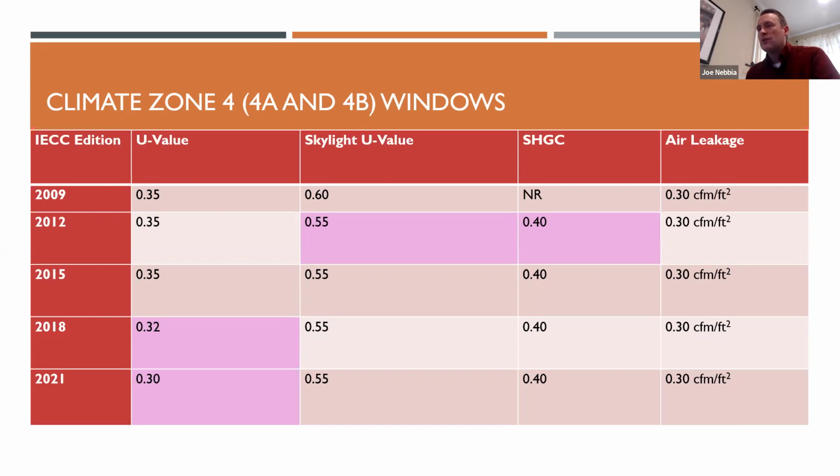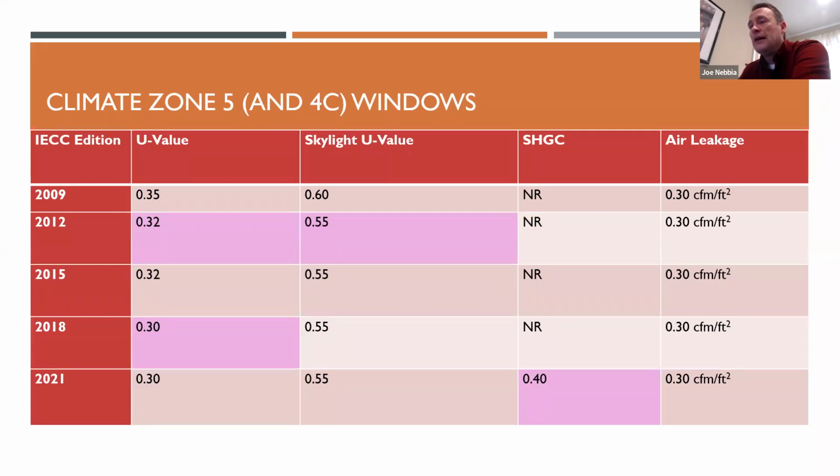Again, kind of similar to Climate Zone 3, we saw some changes in stringency in 2012. 2018, we moved to a 0.32, just like Climate Zone 3, and 2021, we moved to a 0.30 U factor. So the conductivity is getting less in these windows as the code has advanced. We have a 0.40 solar heat gain coefficient in Climate Zone 4 because we're okay with a little bit more solar heat gain than we are in Climate Zone 3.